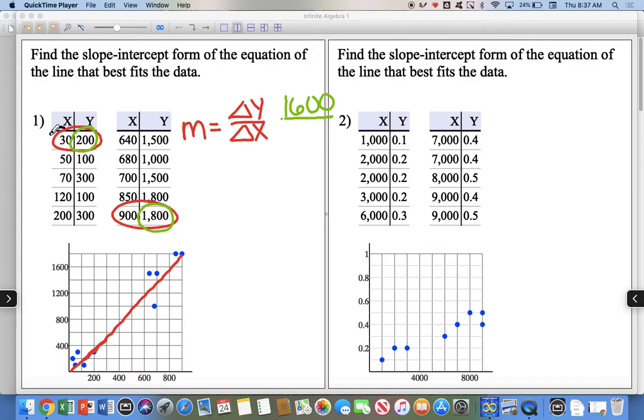All right, now for the second point, the change in x. The smallest x coordinate was 30. The biggest one was 900. So that's an increase, right? We're going from 30 to 900. How much does that increase by? 870.